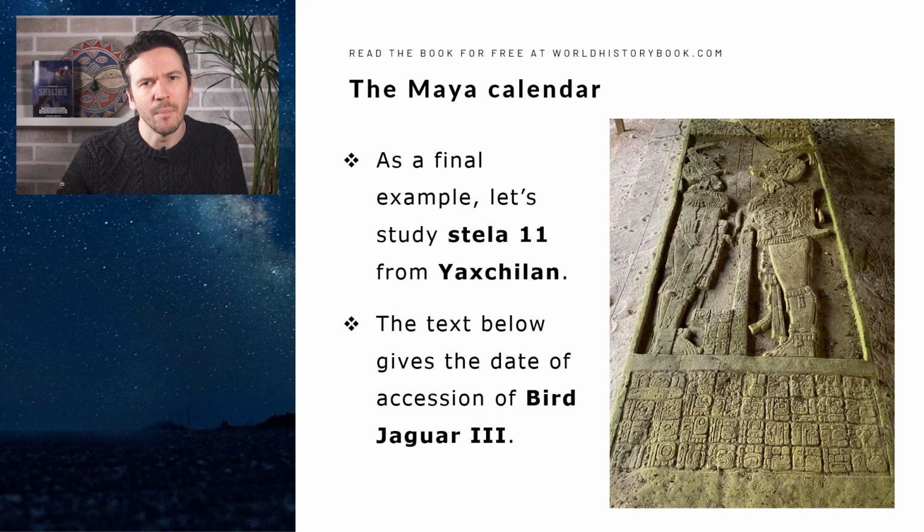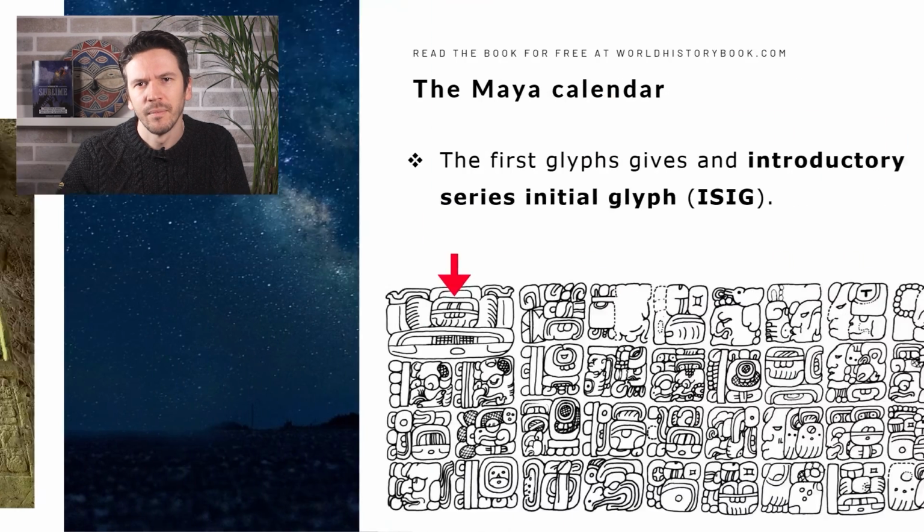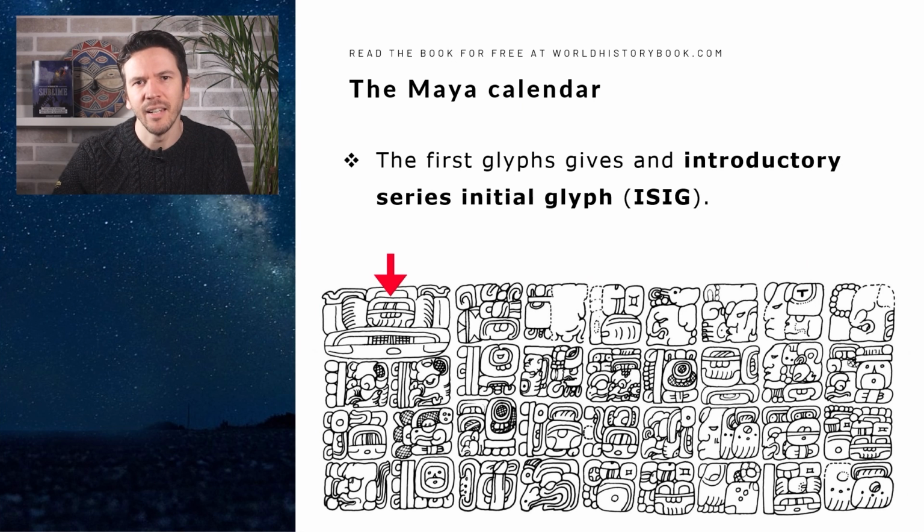As a final example, let's study the stela to the right. The text below gives the date of the ascension to the throne of a man called Bird Jaguar III. Here we see that same text in a clear format. The text starts with another introductory glyph. In modern jargon, it's actually called an introductory series initial glyph, or an ISIG. And it signals that a date will be given after that.